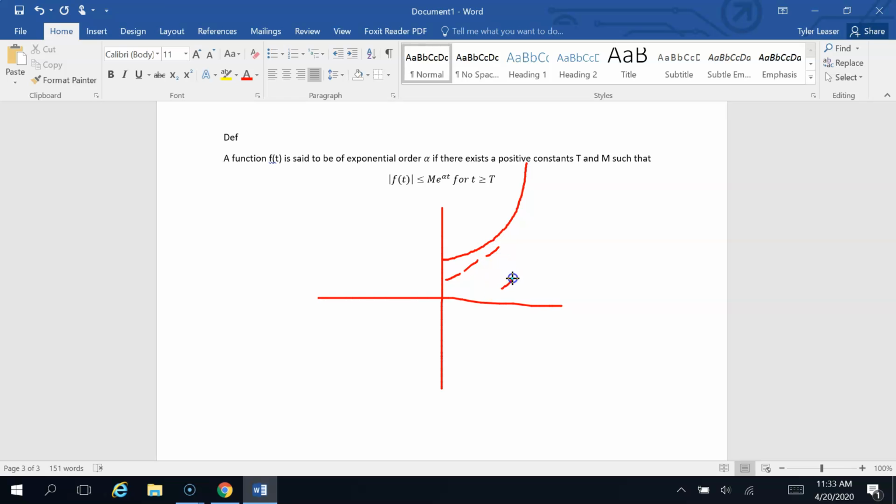Or remember, it can have these jump discontinuities as well. Whatever. As long as f is below this exponential function, and it doesn't have to be forever, like maybe f is doing something weird here, as long as at some value capital T, it's eventually below it, we call it of exponential order alpha. Okay, let me get rid of this stuff and I'll come back.